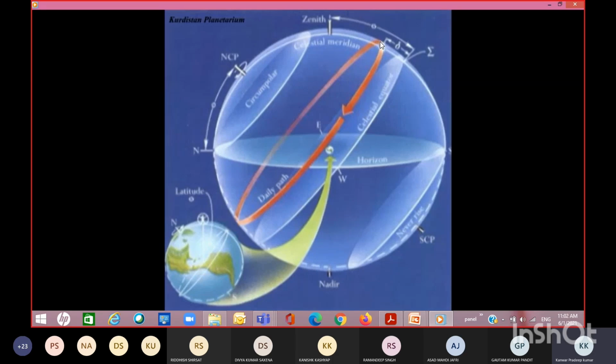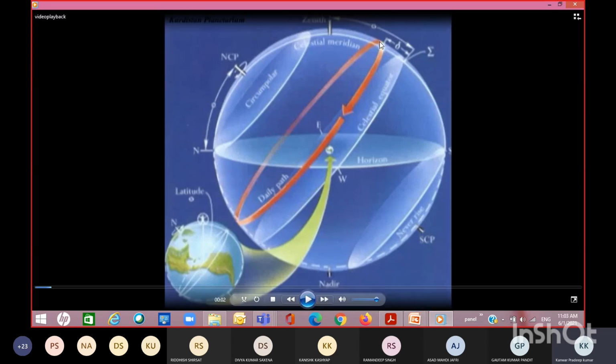Till the time the body is increasing in altitude. Meridian passage. Very good. Till the time altitude is increasing, the body remains to the east of the observer. LHA 180 to 360. The body remains to the east of the observer.